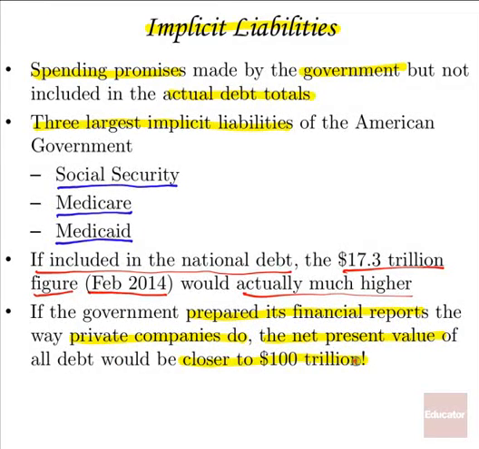So again, depending on what type of actuarial tables that you might use, but maybe as low as $65 trillion, as high as $100 trillion. This is a problem. But one, again, is there going to be an impending crisis next year?